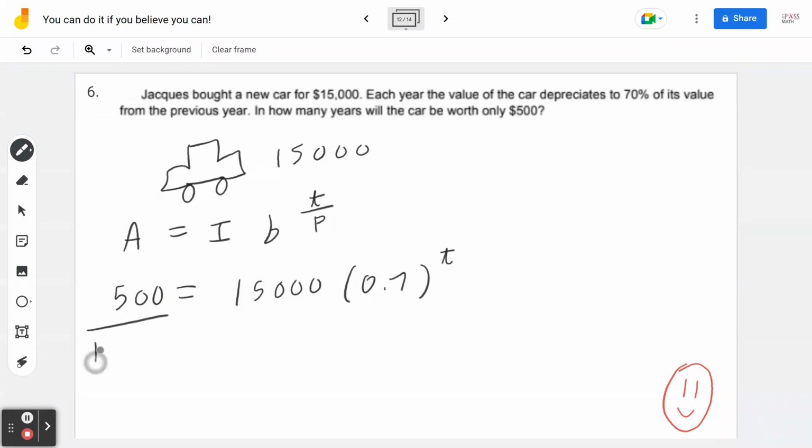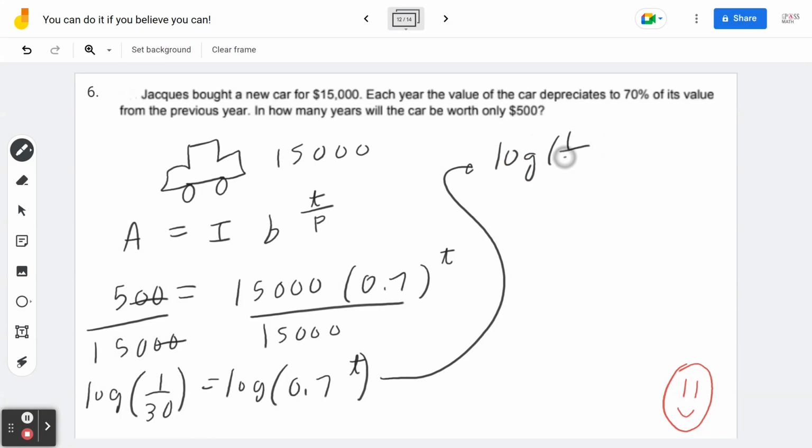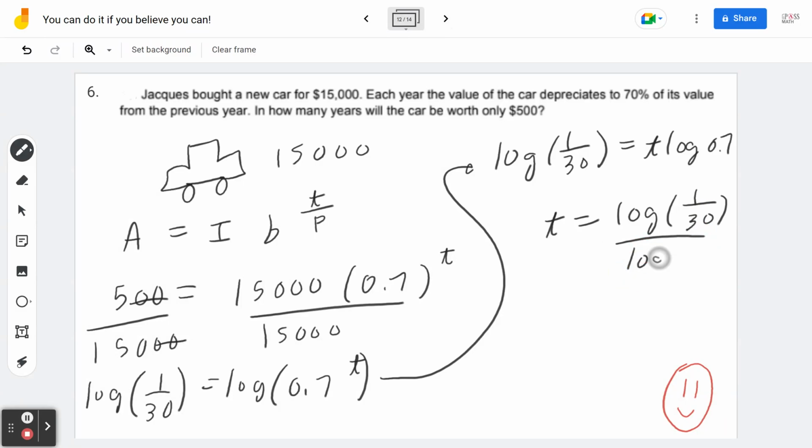So again, the opposite of multiplying by 15,000 is divide by 15,000. On the left-hand side, 5 divided by 150 is going to be 1 over 30, which equals 0.7 to the power of t. You have to log both sides in order to find time. Don't forget the exponent can be brought to the front. So log of 1 over 30 equals t times log of 0.7. So time is going to be log of 1 over 30 divided by log of 0.7.